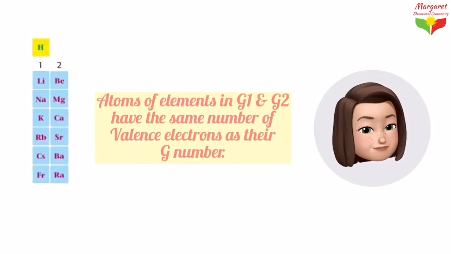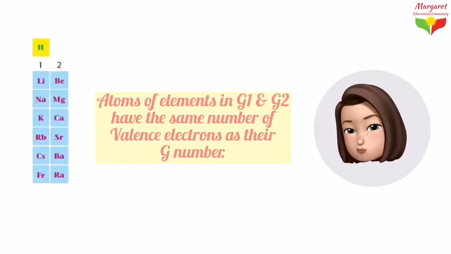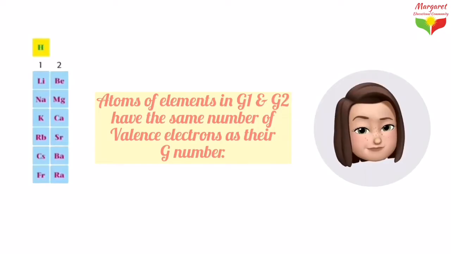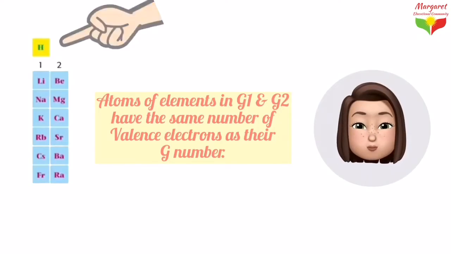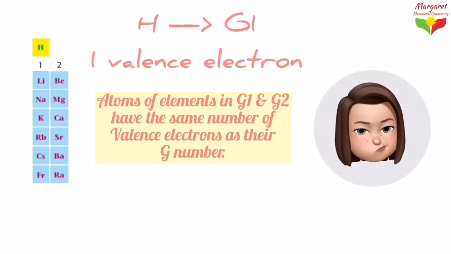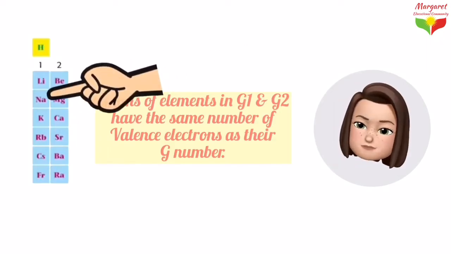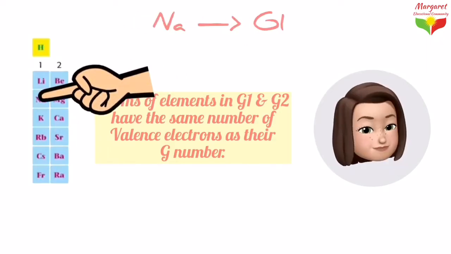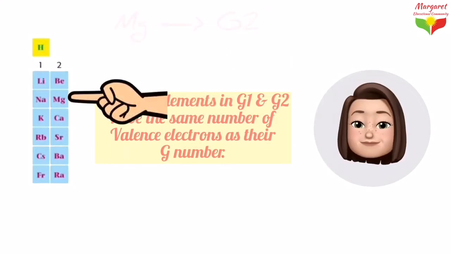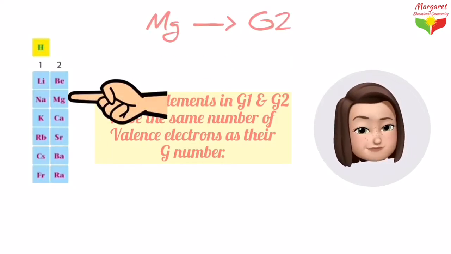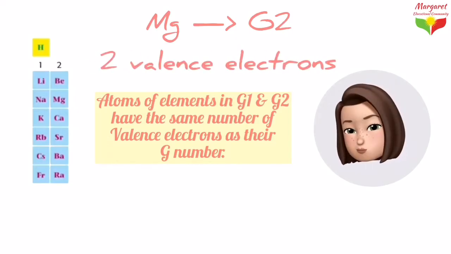Atoms of elements in group 1 and 2 have the same number of valence electrons as their group number. This means hydrogen, for example, is in group 1, so the valence electron number is 1. Sodium, which belongs to group 1, has 1 valence electron. Magnesium, which belongs to group 2, has 2 valence electrons.